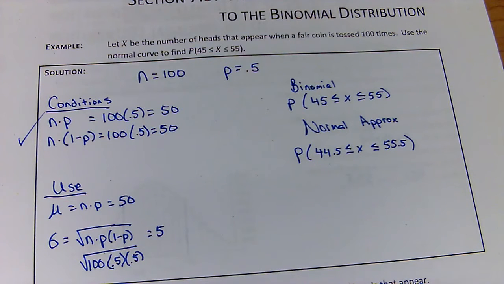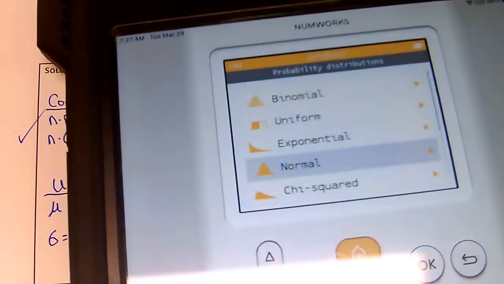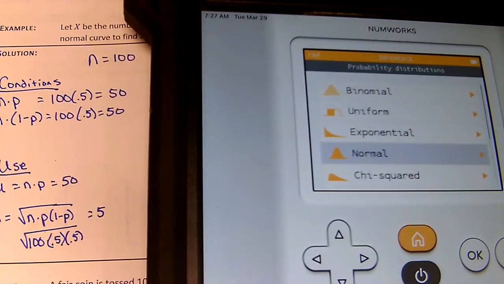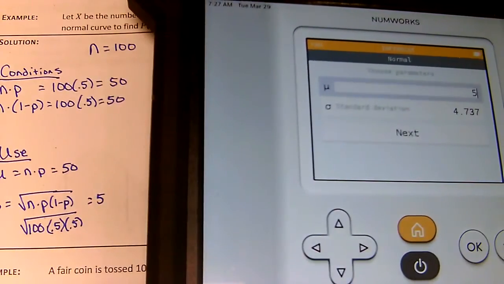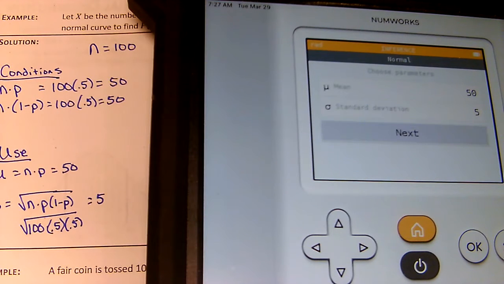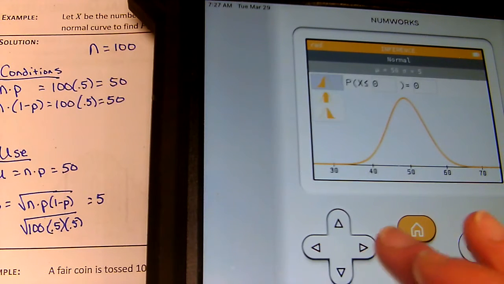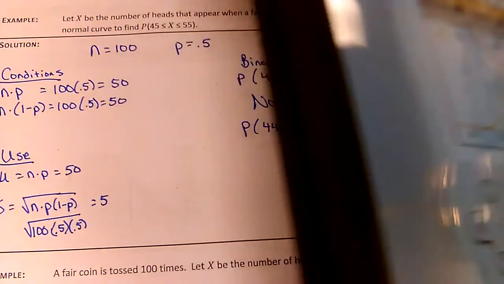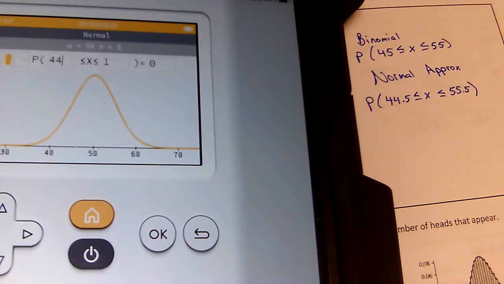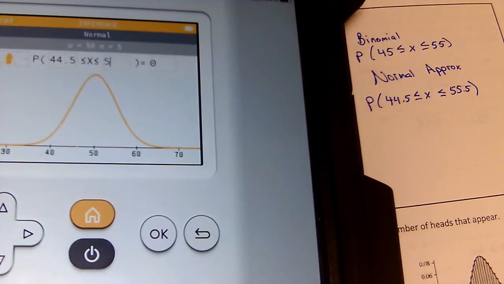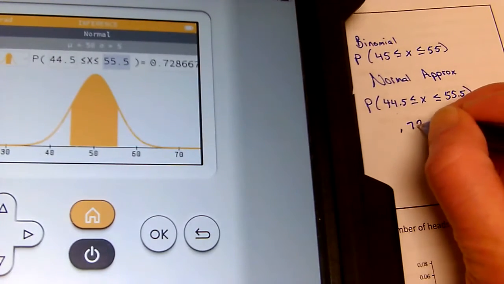Let me grab my handy dandy calculator. And we are going to go to the normal approximation. And we're going to put in a mean of 50 and a standard deviation of 5. And we want to be between two values. And those values are going to be, let's see, I have to flip back over here, 44.5 and 55.5. And we get a probability of 0.7287.